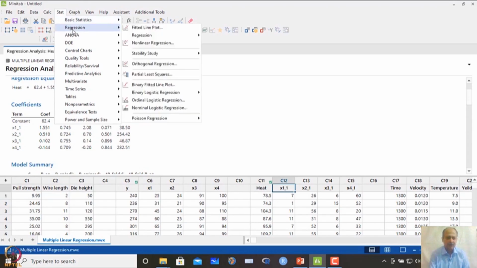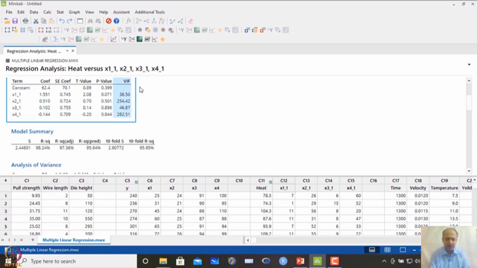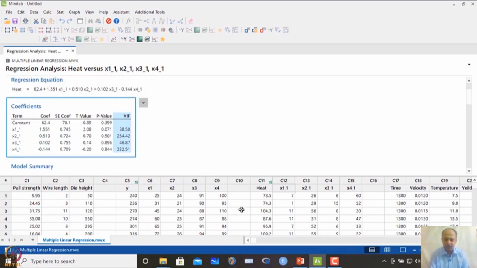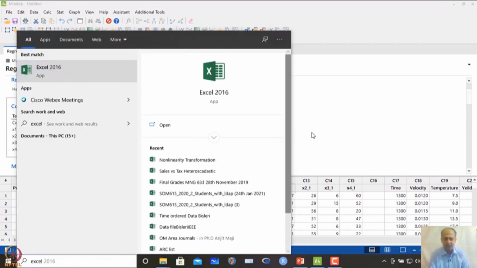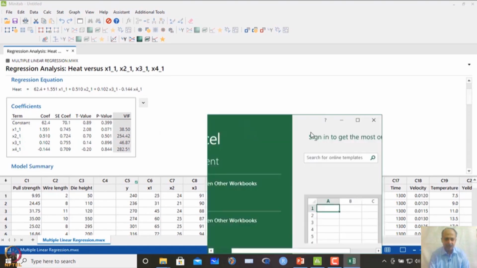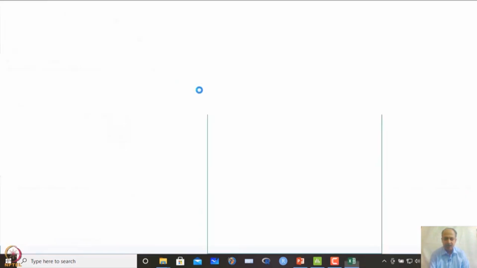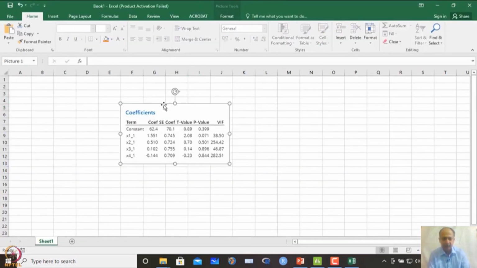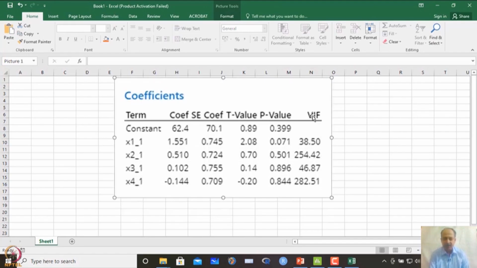So, what we will do is go to regression. When we have fitted this model, we see the variation inflation factor here. What if I copy this as an image and paste it in Excel, and enlarge the image to see the results? The variation inflation factor for each of these variables is indicated in the VIF. We see that x1 has a variation inflation factor of 38.5, this is 254, this is 46.